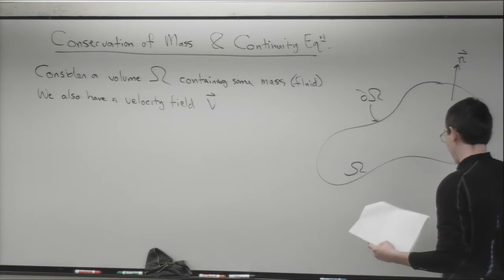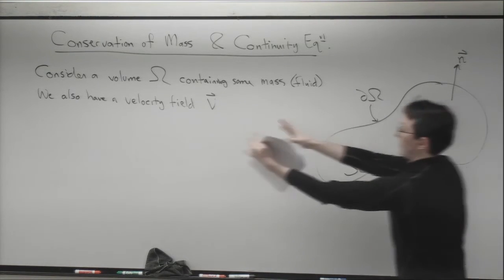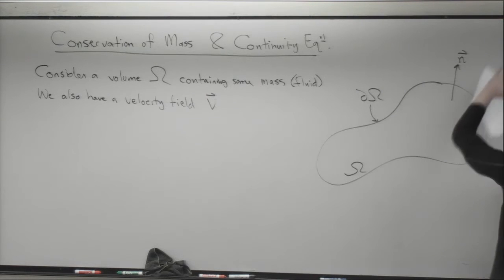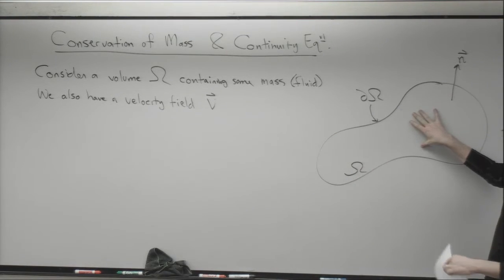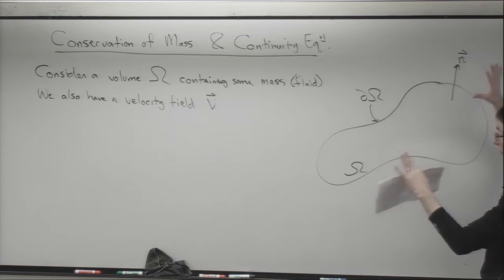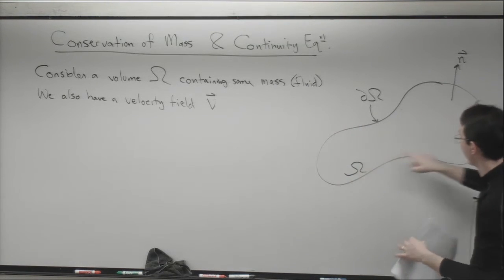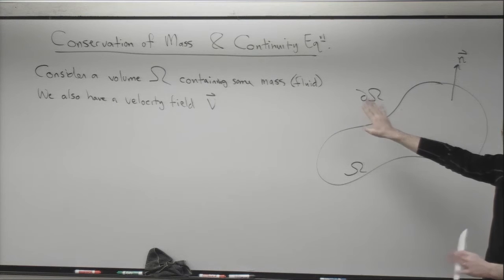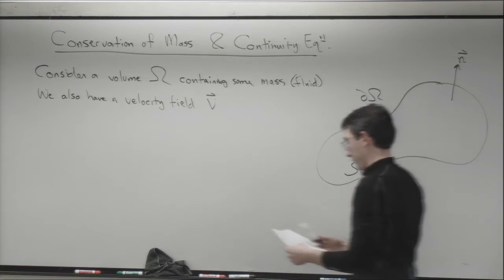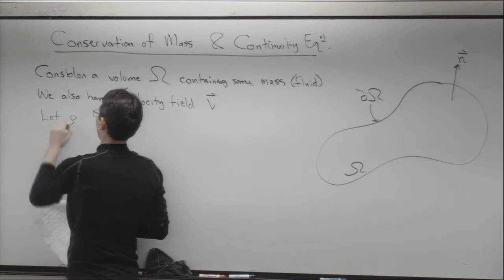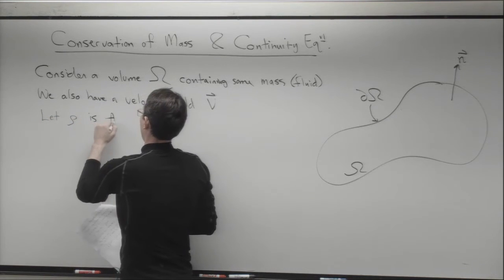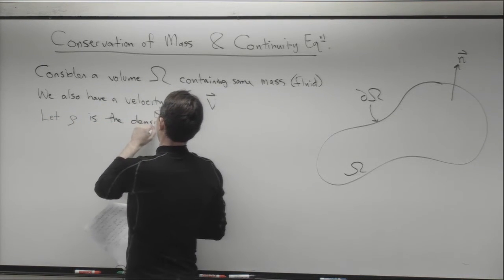And I have some velocity field that exists in space. Some of that velocity field is passing through this volume. Okay, I have a fluid, and I'm zooming in on some piece of that fluid called omega. Okay, and we're going to say that rho is the density.